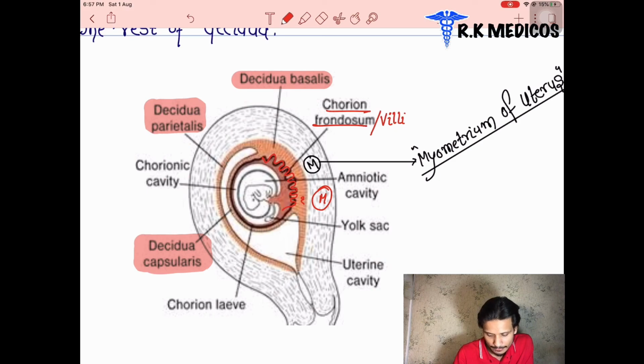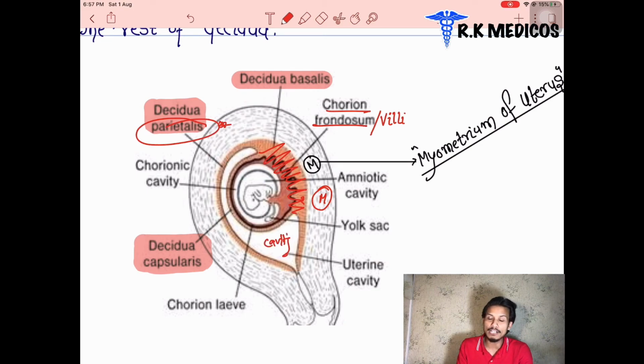Decidua basalis is the part that is the connecting base of the fetus and mother. There is a finger-like projection between them, and they are connecting, invading each other. The mother and fetus meet each other in this area. That's why it is the basalis, the base of fetal development. Just behind it there is the parietalis, that is the parietal region, decidua parietalis. And just below that is the cavity of the uterus. At the side of the uterine cavity, that region is called decidua capsularis. It looks like a capsule here, that's why decidua capsularis.